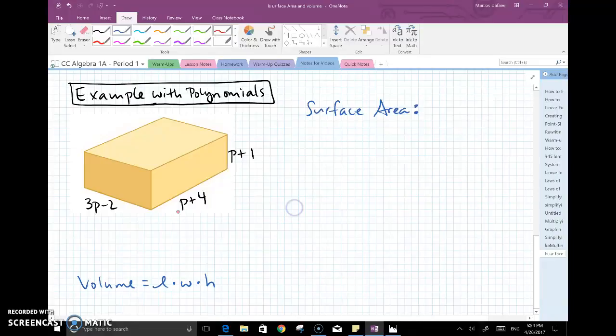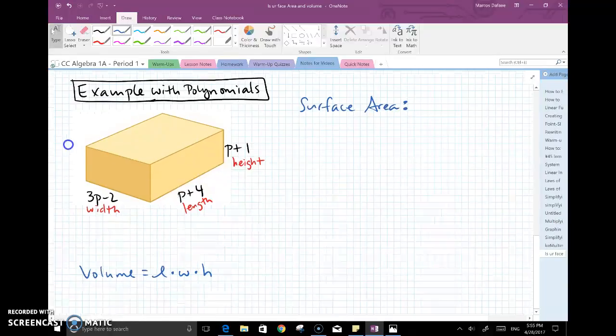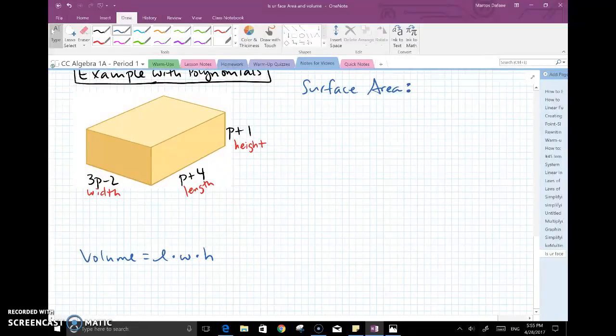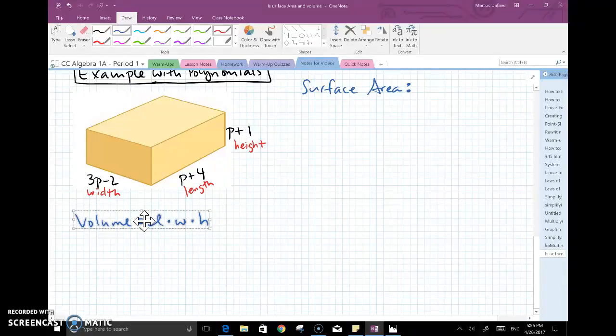So this could be called the length. This could be called the width, and this could be called the height of that prism, how tall it is. And so all we have to do is take those binomials and replace them into this formula that I have right here, which is volume is equal to length multiplied by width multiplied by height. So I'm going to raise this up a little, and we can go ahead and do that right now.